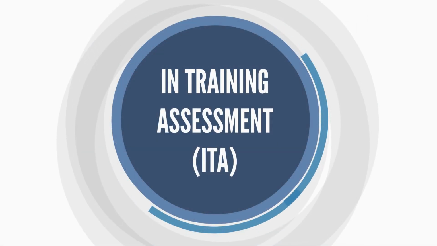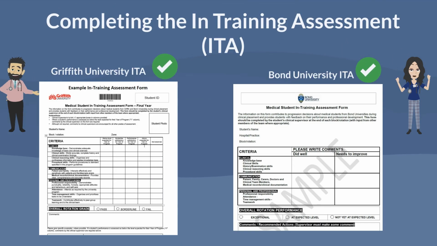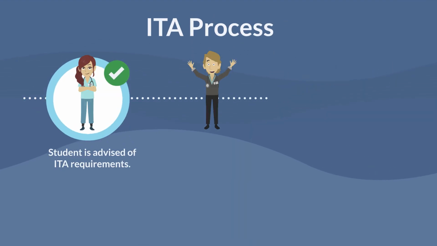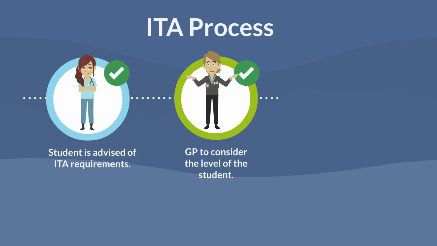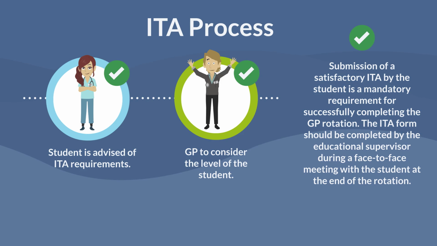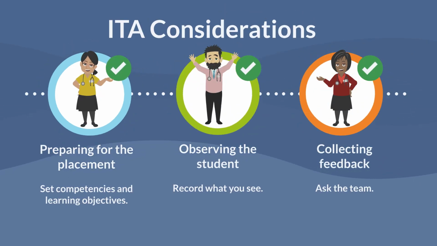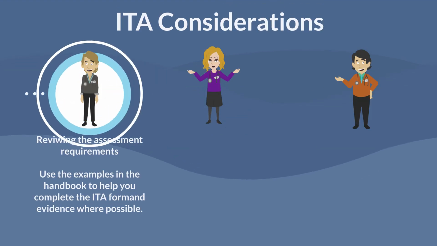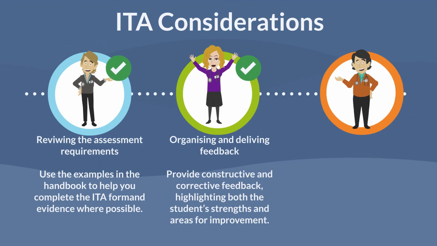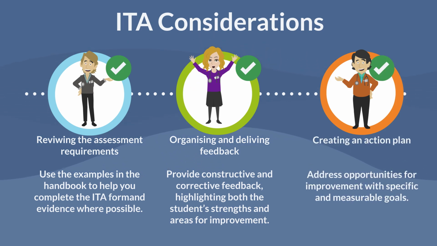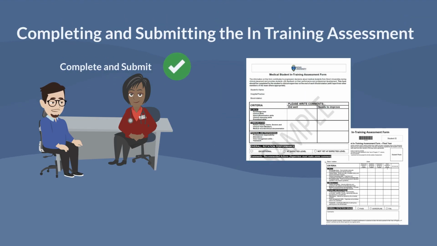Completing the in-training assessment, known as the ITA, involves several steps from both the student and the supervisor. The student is advised of their requirements to complete the ITA at their orientation prior to the placement. As the GP supervisor, you will need to consider the level of the student and the following key steps involved in providing a well-rounded placement in conjunction with ITA requirements that include preparing for the placement, observing the student, collecting feedback, reviewing student assessment requirements, organising and delivering feedback at appropriate times, creating an action plan, completing and submitting the ITA.